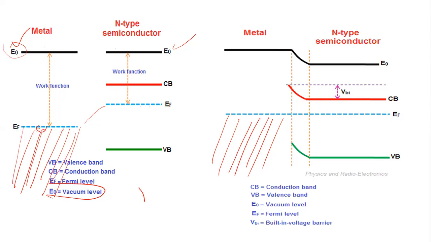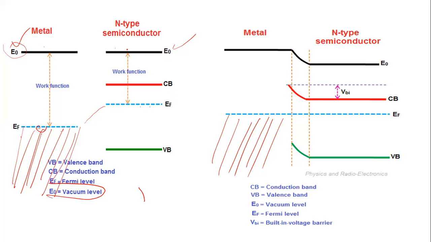And similarly in a semiconductor, you have to supply enough energy such that the energy supplied is greater than the difference between the vacuum energy level E naught and EF. So this is the work function in the case of an n-type semiconductor.